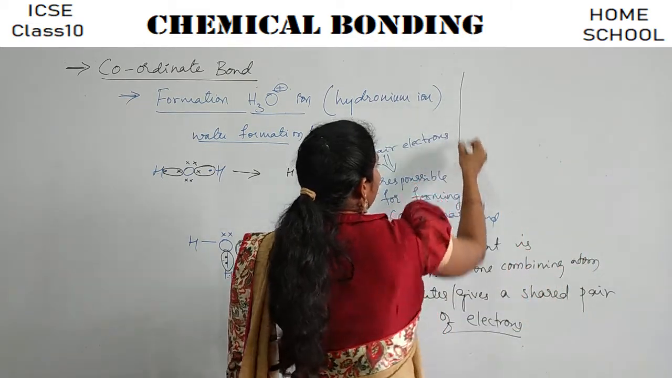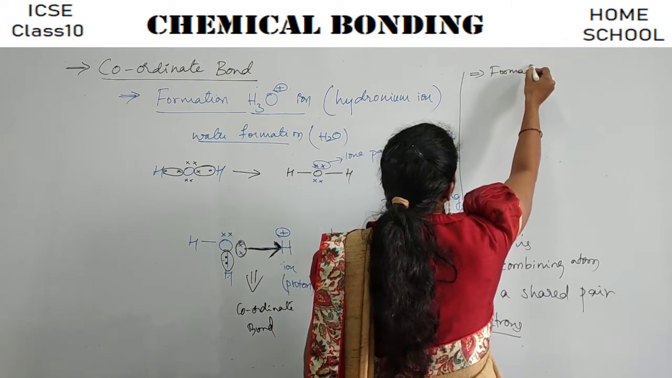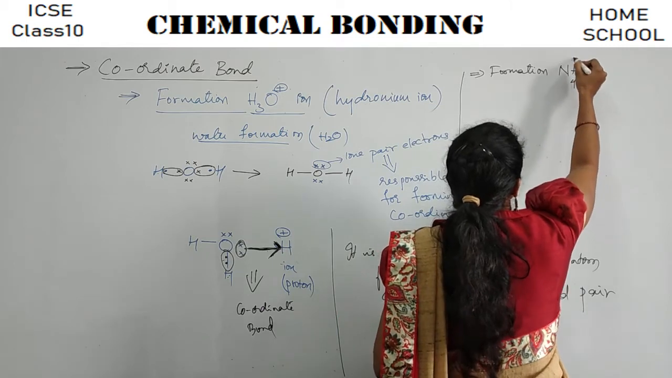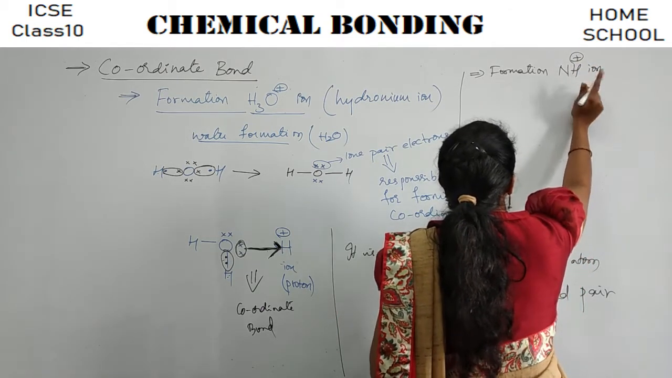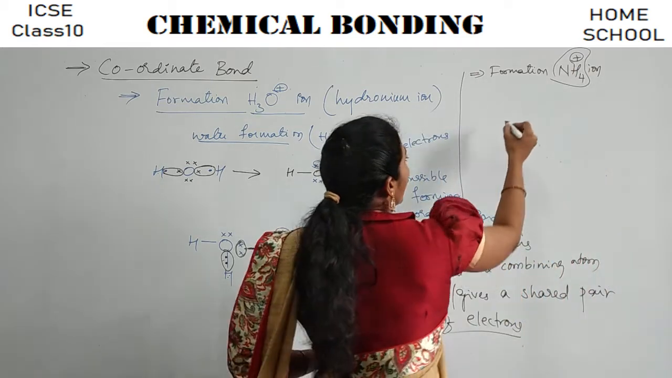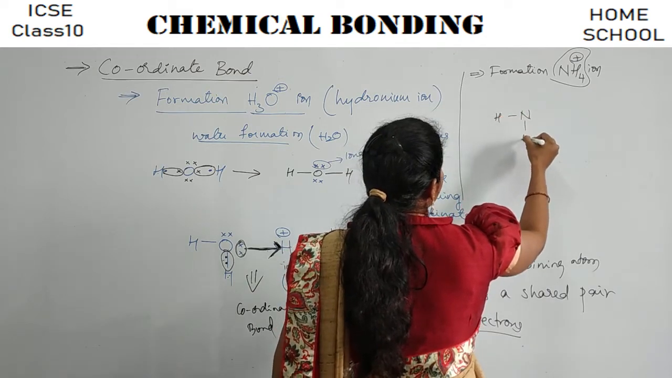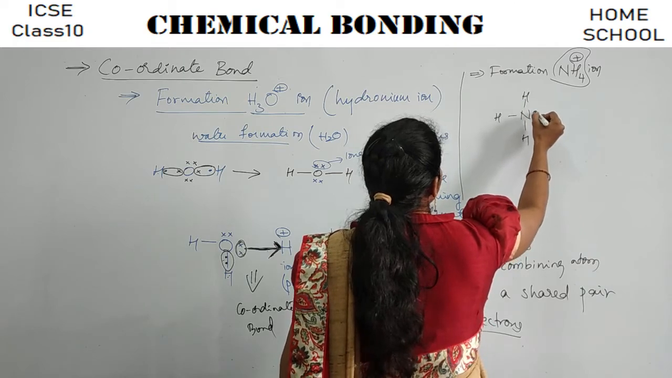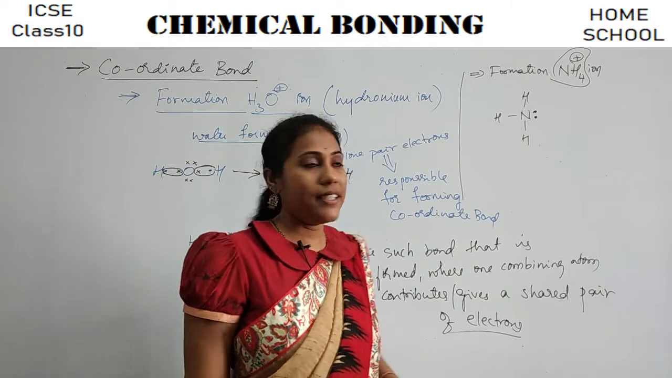The second example, formation of NH4 plus ion. See here, you all know the ammonia structure, right? We studied it in the previous video. This is our ammonia structure. So you will observe one lone pair on nitrogen, isn't it?